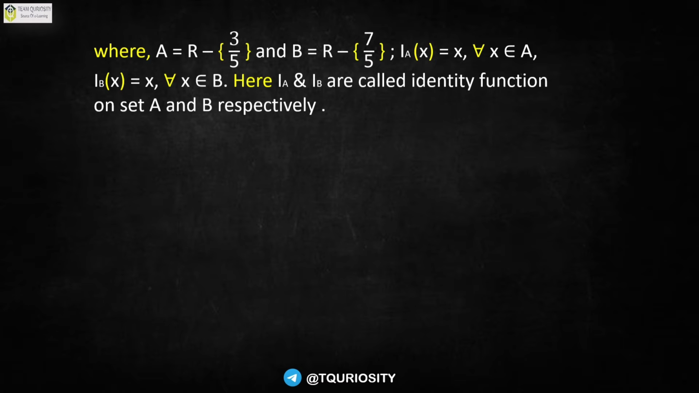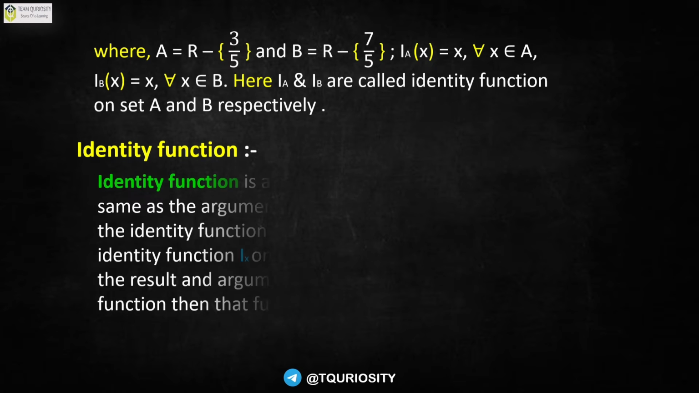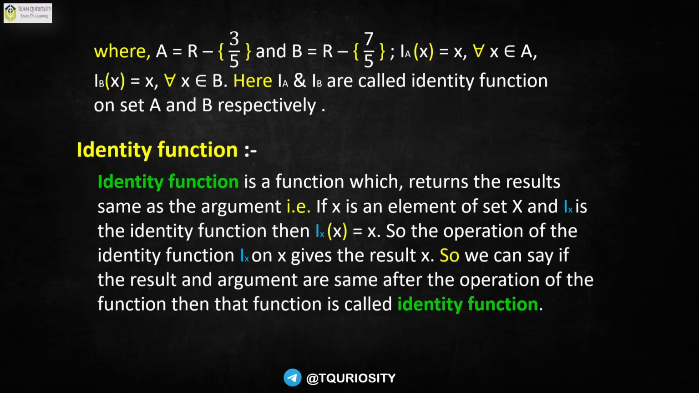Before going to the solution, let's have a brief knowledge about identity function. Identity function is a function which returns the result same as the argument. That is, if x is an element of set X and I x is the identity function, then I x of x is equal to x. So the operation of identity function I x on x gives the result x. So we can say if the result and argument are the same after the operation of the function, then that function is called identity function. Now come to the solution.